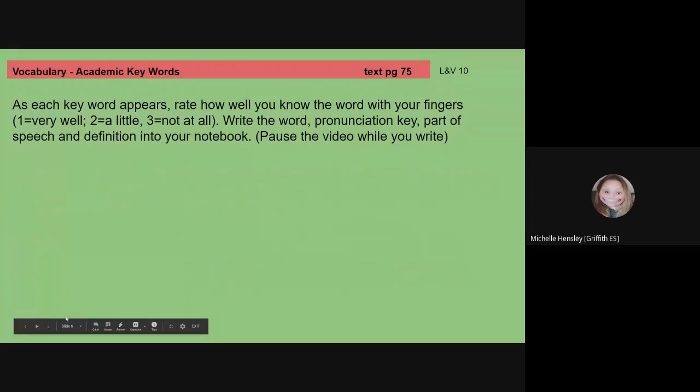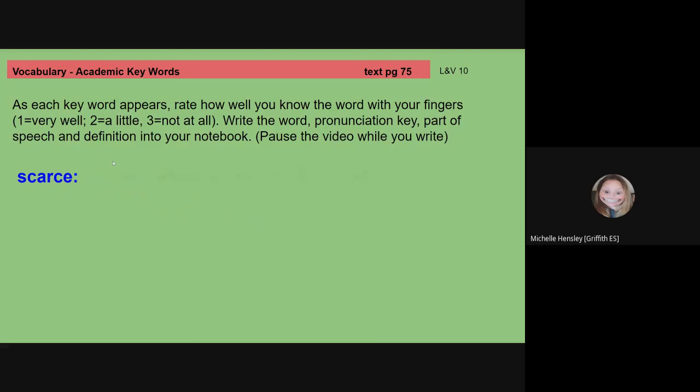Our last word of the day, I think, is scarce. How well do you know scarce? Scarce. Is that a 1, 2, or 3? Not scare, scarce. Do you know it very well? Could you tell me what it means? Do you know it a little bit? Maybe you've heard it or you've seen it in print before, but maybe you don't know exactly what it means. Or you've never heard scarce before. Okay? It's okay not to have heard it before. We're learning vocabulary together, right?